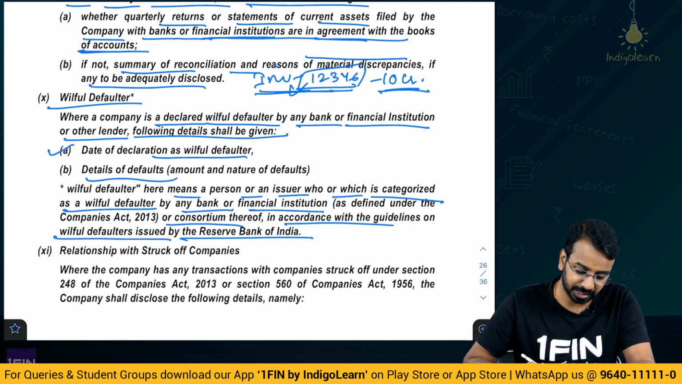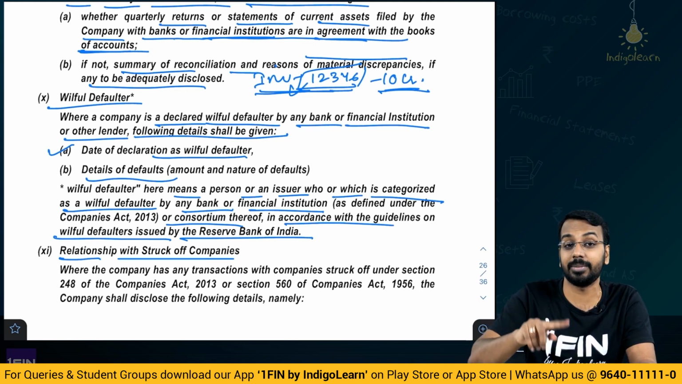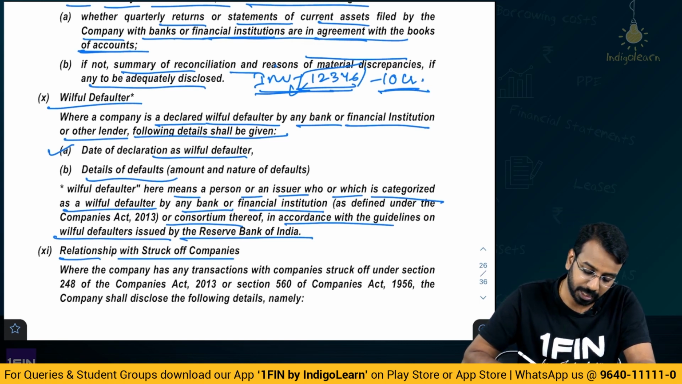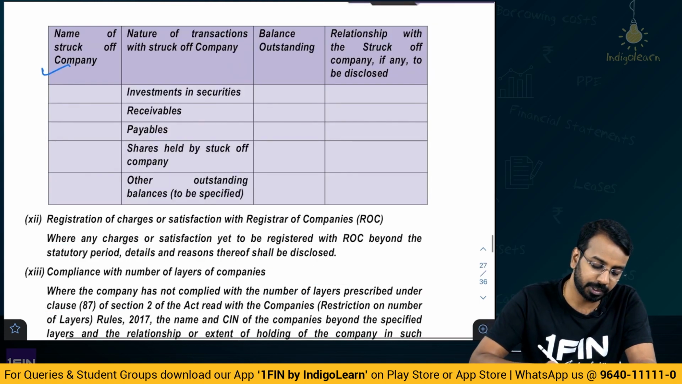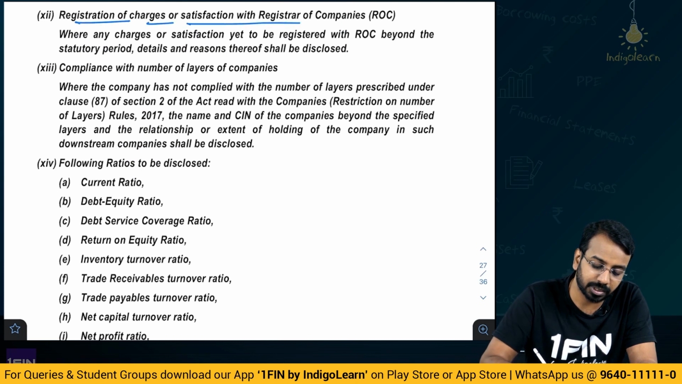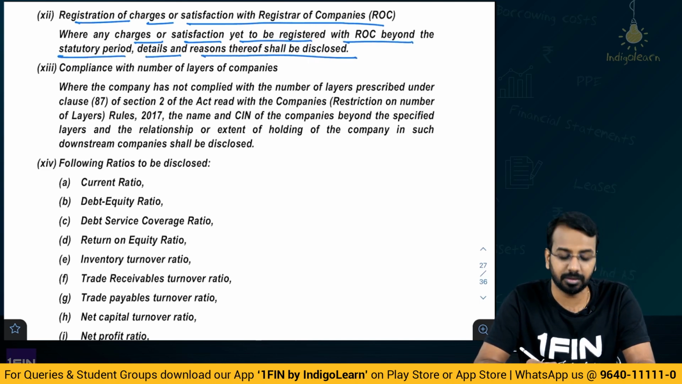Then any relationship with struck off companies. So, some other company is there whose name has been struck off from the ROC. Now, if the company has any transaction with companies struck off under section 248 of the Companies Act 2013 or section 560 of the Companies Act 1956, the company shall disclose the following details: name of the struck off company, nature of transaction, investment, receivable, payable, shares held, other outstanding balance and relationship. Registration of charges or satisfaction with Registrar of Companies: where any charges or satisfaction are yet to be registered with the ROC beyond the statutory period, details and reasons thereof shall be disclosed.